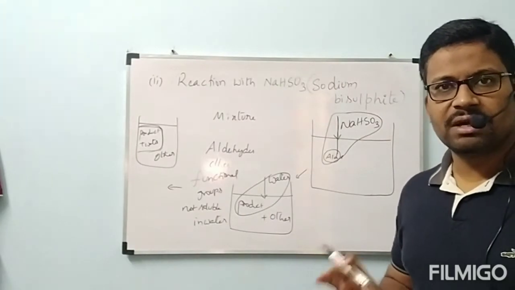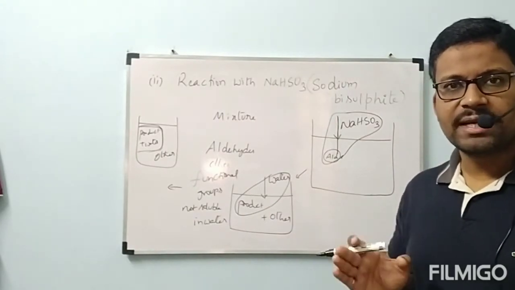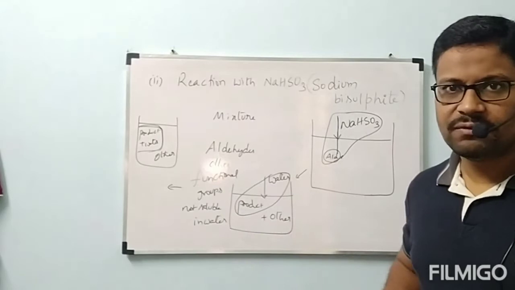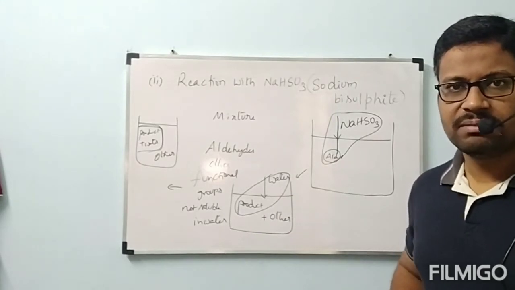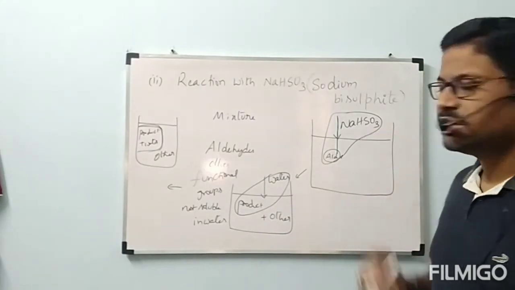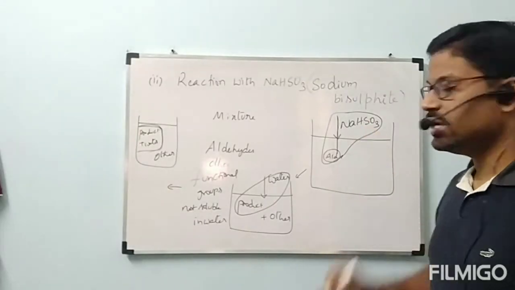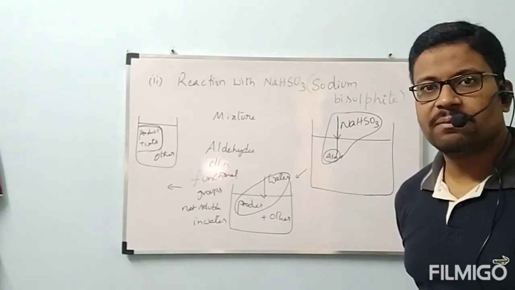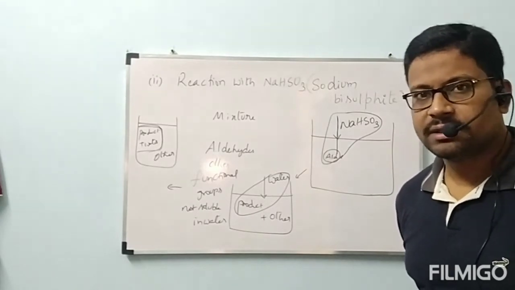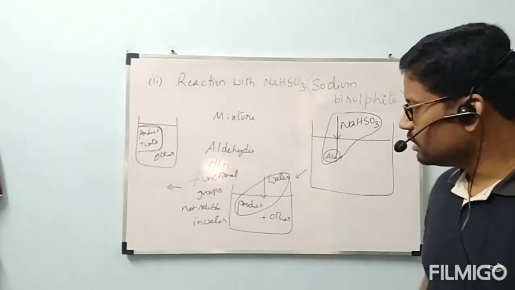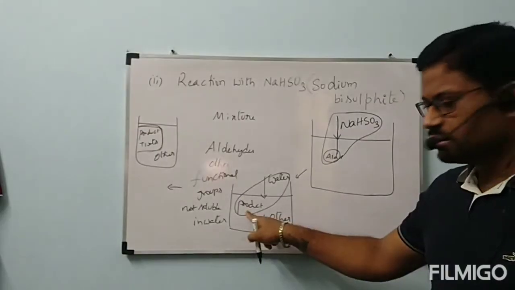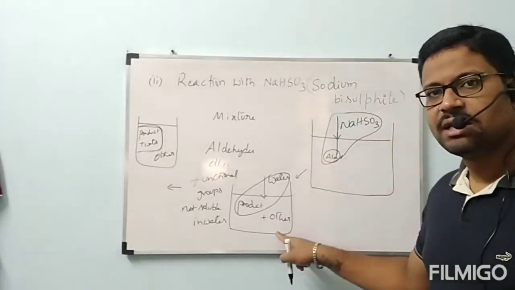When we have a mixture of compounds in which aldehydes and other functional groups are not soluble in water, for that total mixture we will add NaHSO3. Then only the aldehydes or ketones will react with NaHSO3 to form one product which is soluble in water. We have seen that product also.